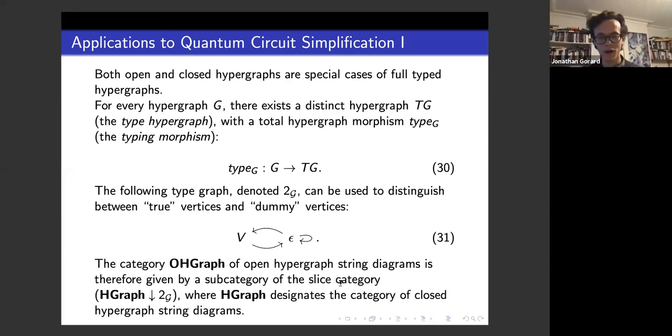And we have a type graph that looks like this that we can use to distinguish between what we call true vertices, those are vertices that actually exist, and what we call dummy vertices, which are effectively the invisible vertices that bound the ends of dangling hyperedges. So open hypergraph string diagrams are a subcategory of this slice category, where hgraph designates the category of closed hypergraph string diagrams. So all of the techniques that we've developed for the case of closed hypergraph string diagrams can also be applied to open hypergraph string diagrams, again with a minimal amount of modification.